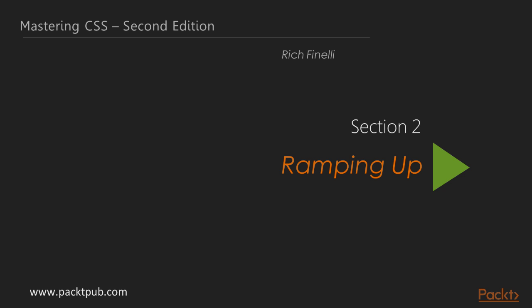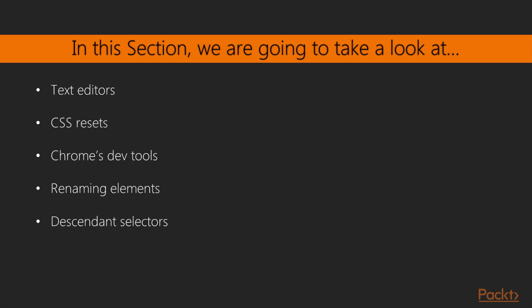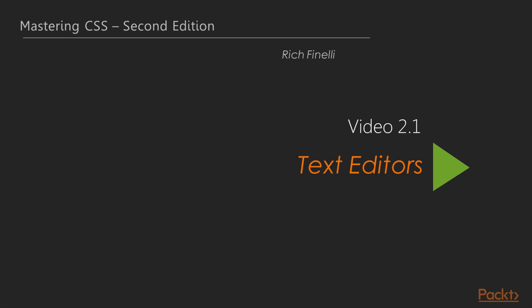Hello, and welcome to the second section of the Mastering CSS video course, Ramping Up. In order to code great websites, we need to ramp up and learn about the things that will help us be better developers. In this section, we're going to look at text editors that speed up our workflow, CSS resets that reset the default browser styling down to nothing, the built-in browser developer tools to help us troubleshoot our code. Then we're going to look at renaming elements with classes and IDs, as well as qualifying our selectors by using descendant selectors. We'll start with text editors.